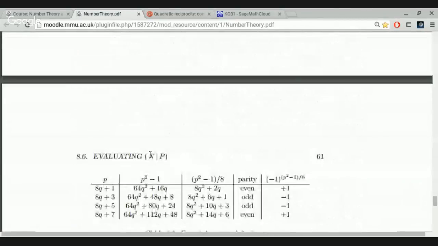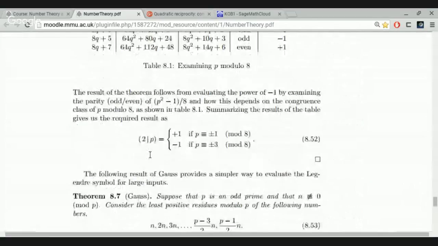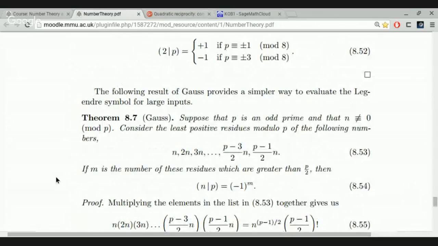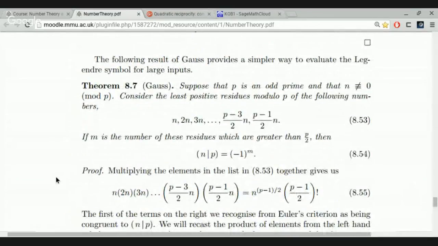So we proved this other result, which we attributed to Gauss, theorem 8.7. This related the Legendre symbol to a power of -1. Of course, a power of -1 is going to come out as +1 or -1. And the index we put on it is this number m. This is what we proved last time. So still reviewing previous presentations.